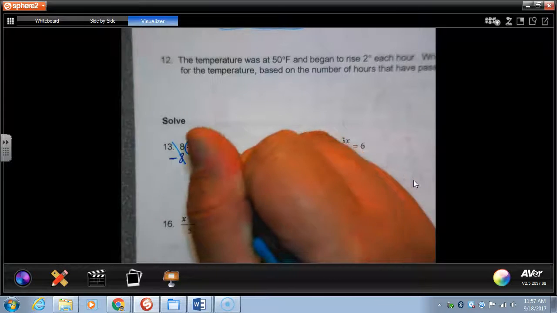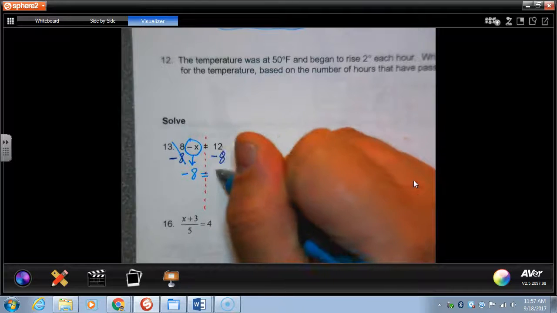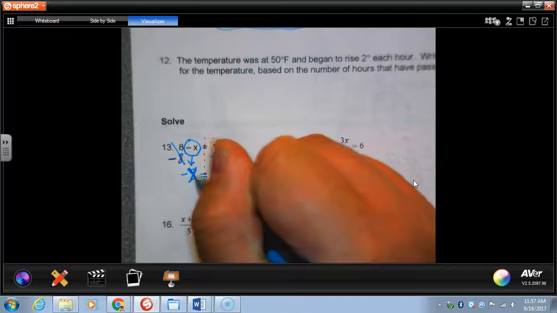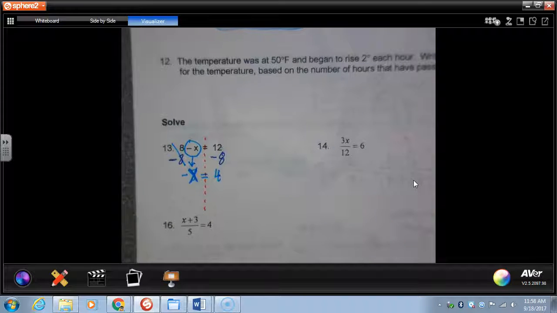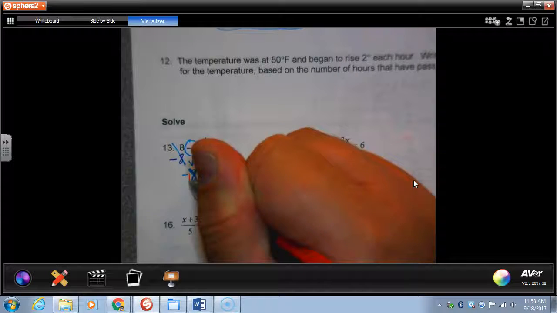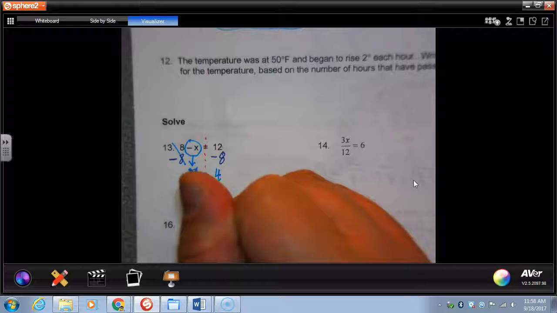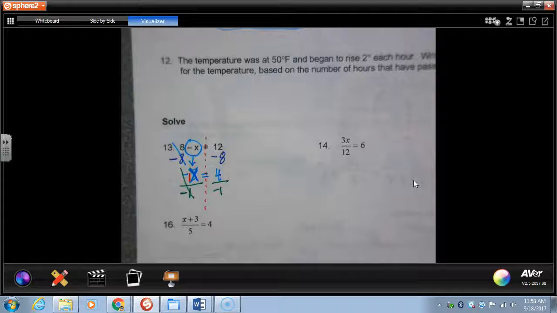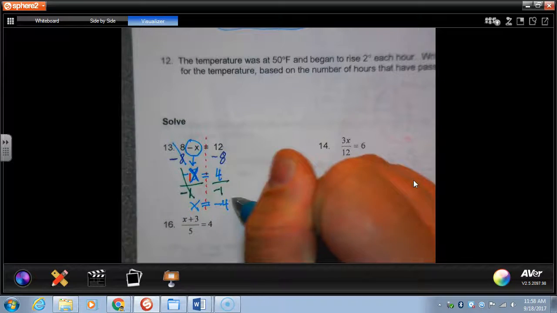Bring down the minus x equals 12 minus 8. 12 minus 8 is 4. I have to get rid of the minus sign because there's a negative 1 there, right? So I'm going to divide by the coefficient, negative 1. And I get negative 4. Good.